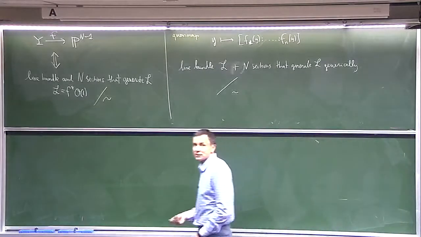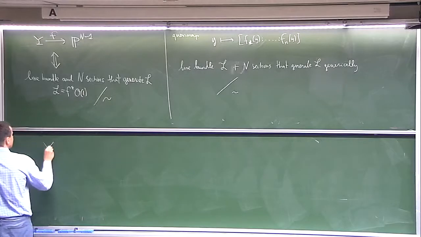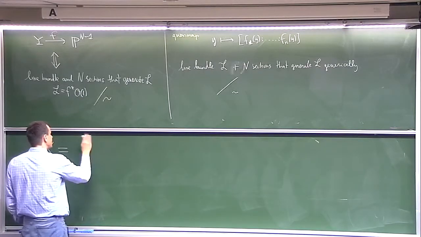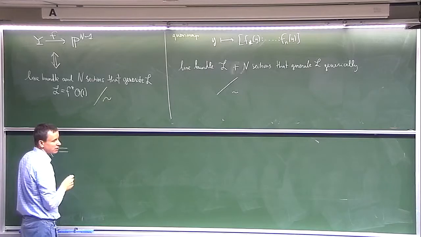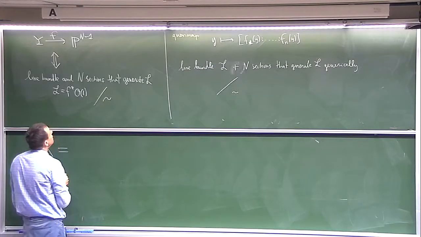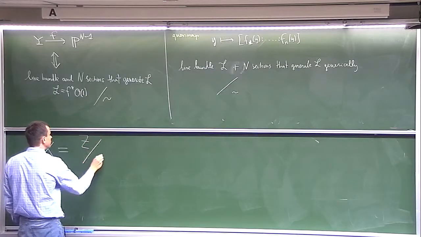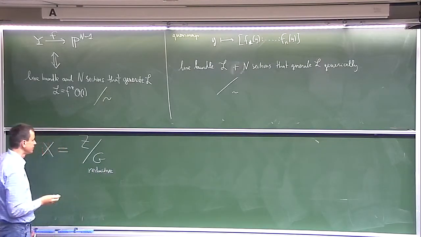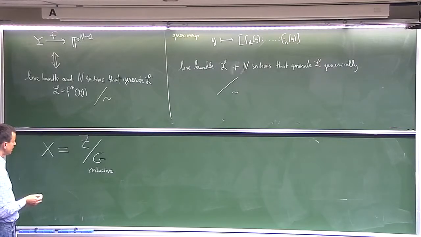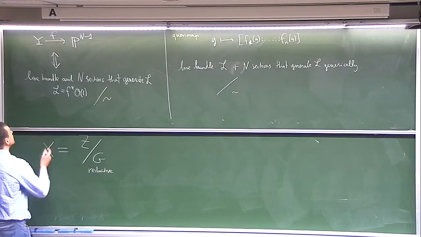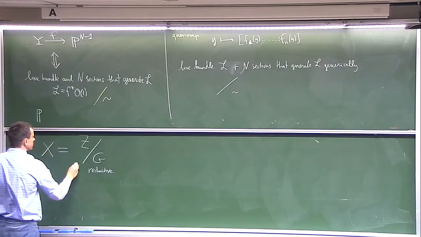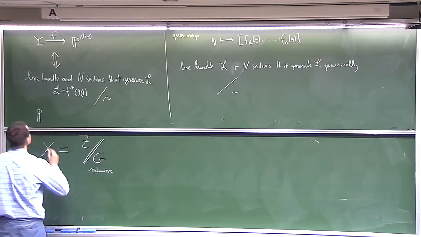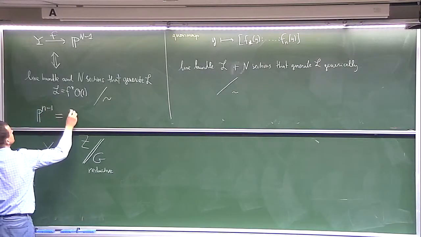So the general notion is this: I have some variety X written as a quotient of some pre-quotient, which doesn't have to be affine, call it Z, modulo a reductive group G. In this case we think of projective space as a GIT quotient of C^n.